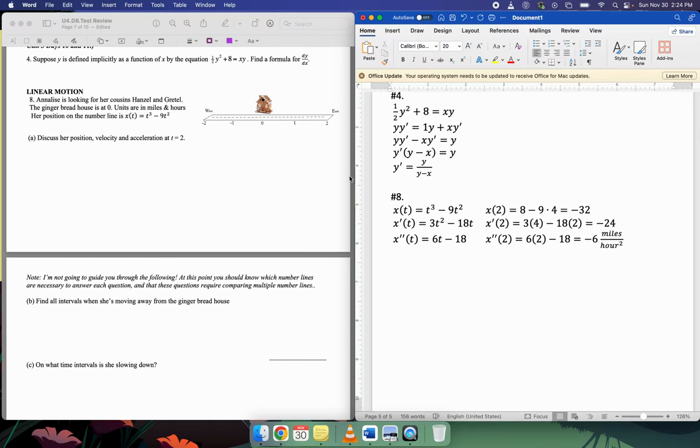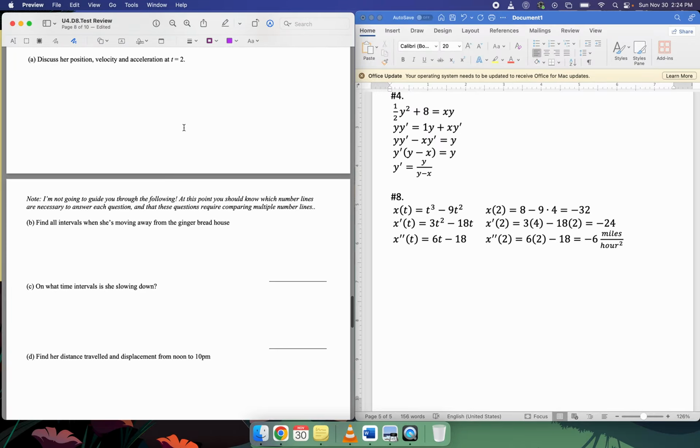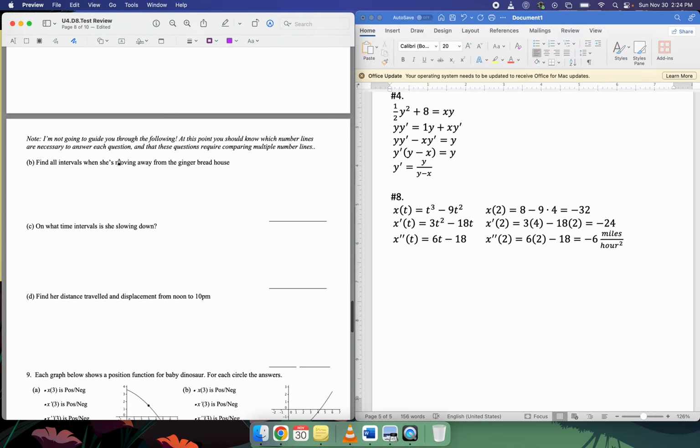We don't need a number line for this part, but we are going to need one for the next parts. So next part, find all the intervals when she's moving away. What time intervals is she slowing down? Let's just do number lines, a sign analysis for each of these 3 functions.